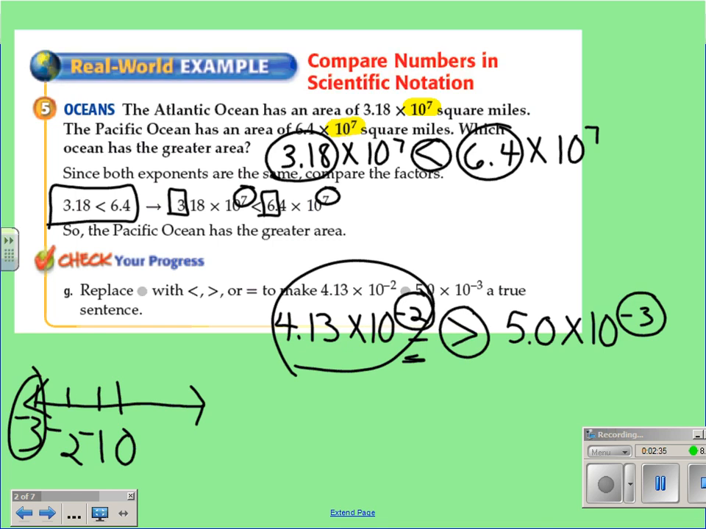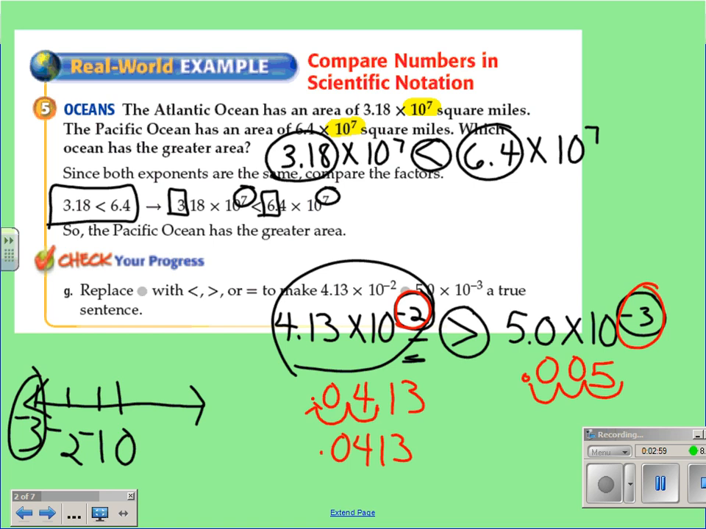If we're not quite sure, we can always check our work. If I was changing 4.13 back into standard form, multiplying by 10 to the negative second tells me to move the decimal back 2 places to the left. That's going to give me 0.0413. Over here, I would have 5 and then move the decimal 3 places to the left: 1, 2, 3. That gives me 0.005. So this is a 0, this is a 0, that's tenths. 4 is going to, of course, be larger than 0. Therefore, our conclusion is correct.